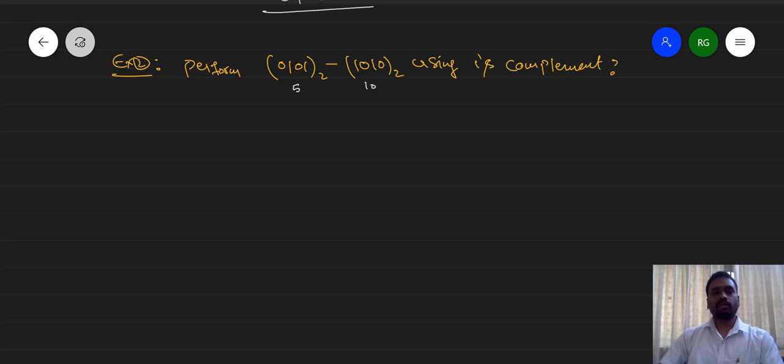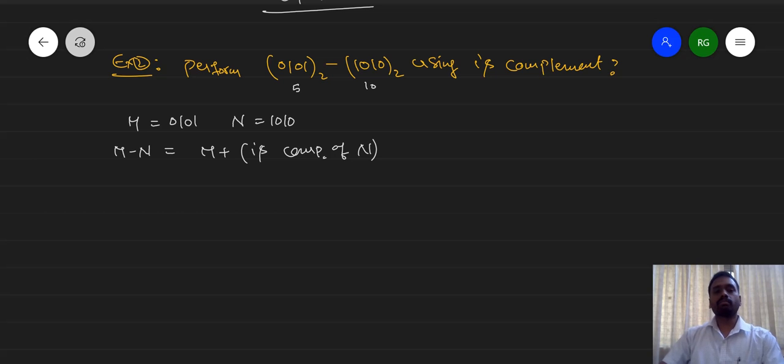So first we need to identify the value of m. So here the value of m equal to 0101 and the value of n equal to 1010. So I have to do m minus n, which is equal to m plus the ones complement of n. That is nothing but m minus n is m plus ones complement of n, which is equal to my m value 0101 plus the ones complement of n. My n value is 1010.